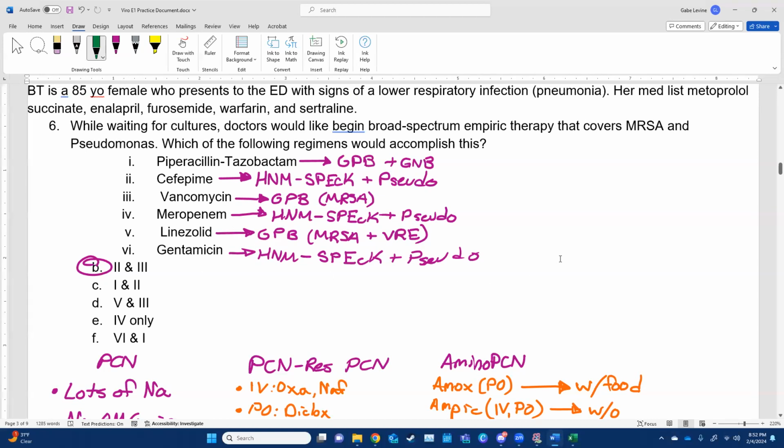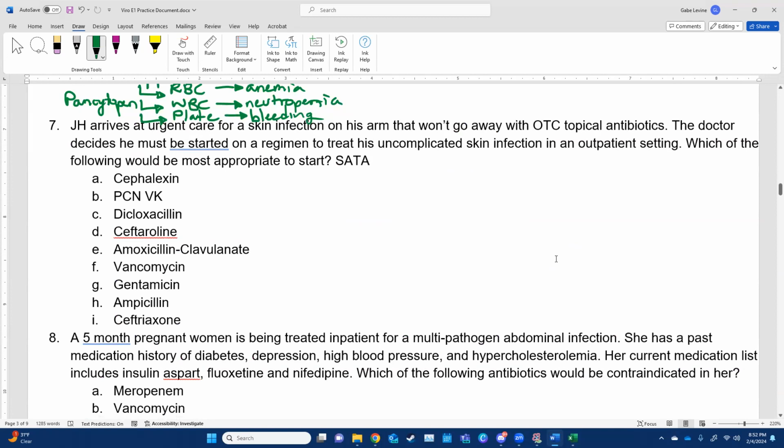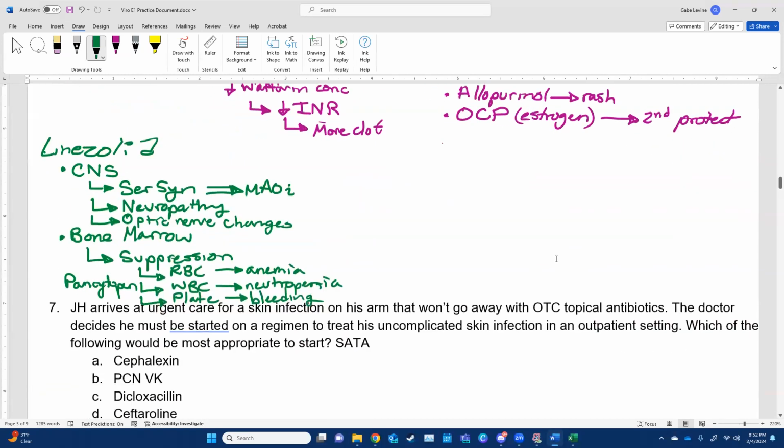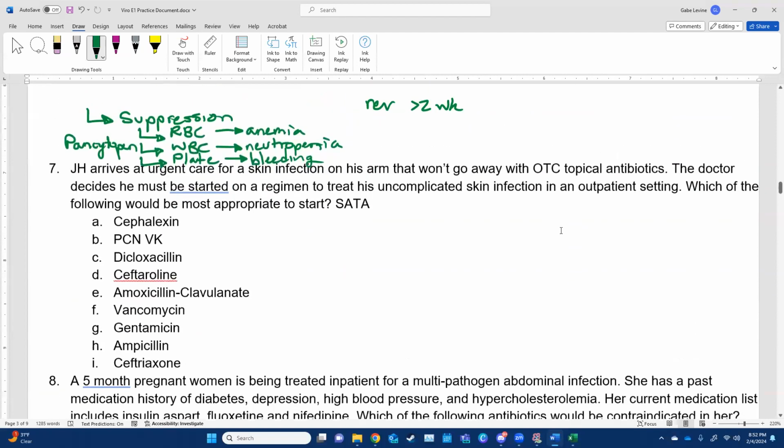Nope, we'll talk about those later. Yeah, great. Yes, reversible after 2 weeks. Yep. Or within 2 weeks, about 2 weeks.